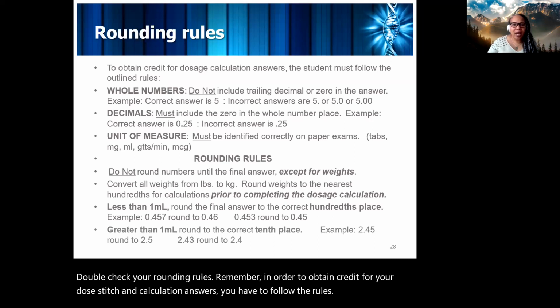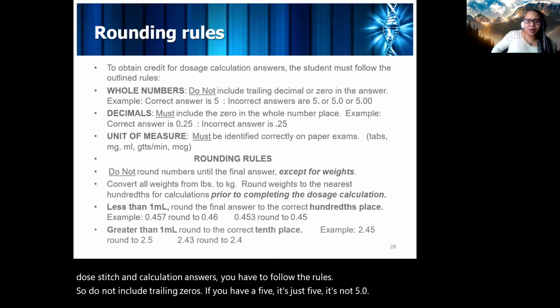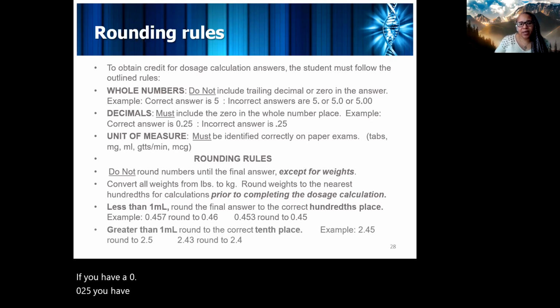So do not include trailing zeros. If you have a 5, it's just 5. It's not 5.0. If you have 0.25, you have to put the 0 there, the lead-in 0. You can't just drop it. You can't write .25. It's going to be incorrect.